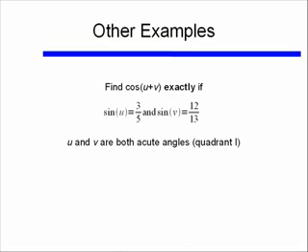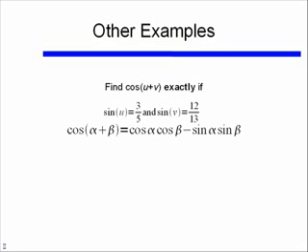One final type of problem you can be given is: find cosine of u plus v exactly if we know sine u is 3 over 5 and sine of v is 12 over 13. And we're given that both u and v are acute angles, that is, they are in quadrant 1. There's two different ways we can solve this. Well, if we know that we need to use our cosine sum identity, and we'll have this form, we know we need to find what cosine of u and cosine of v is.